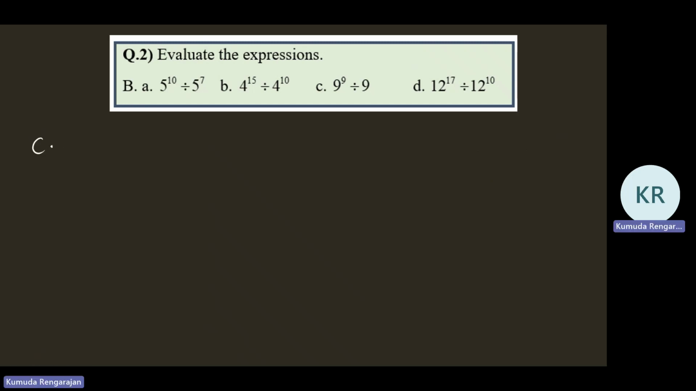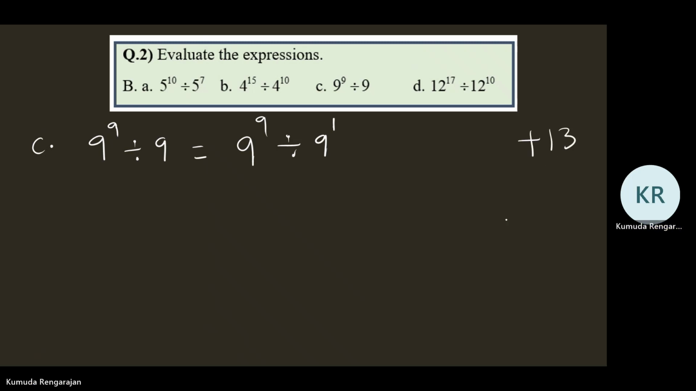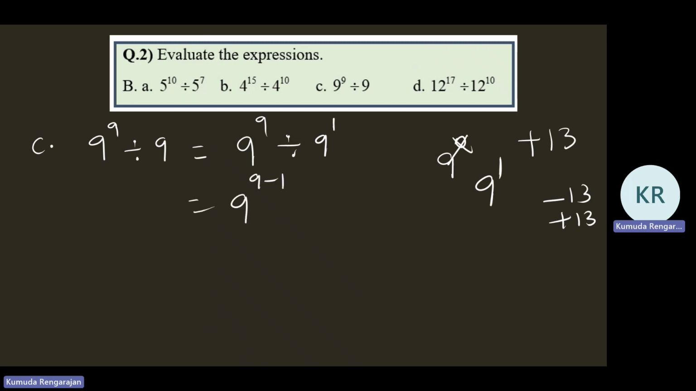So in question C, 9 to the power 9 divided by 9 is actually 9 to the power 9 divided by 9 to the power 1. There is no power means the power is 1. Like if the number is 13 with no sign, that means it's plus 13, not minus 13. Similarly, 9 means it's not 9 to the power 0, it's 9 to the power 1. If there's no power, the power is 1. So 9 to the power 9 minus 1. Subtract the powers. 9 to the power 8.